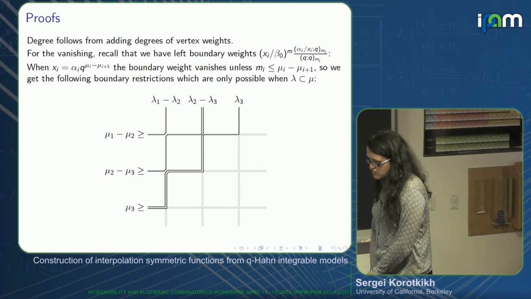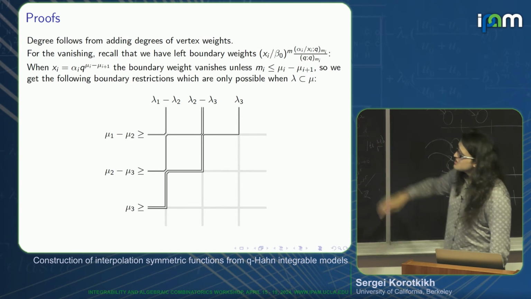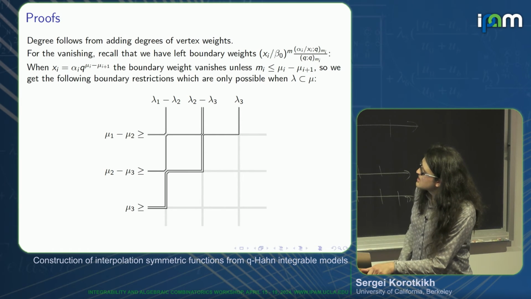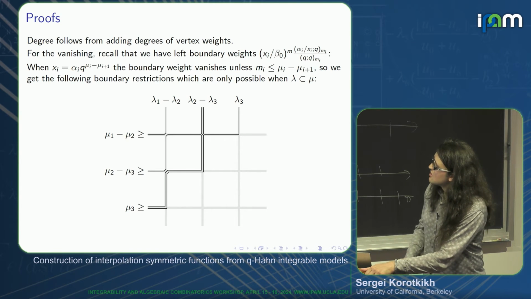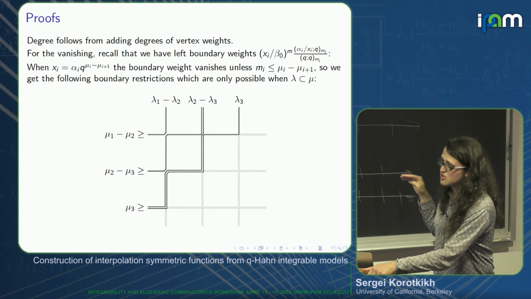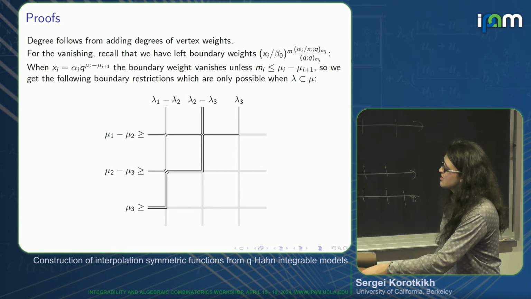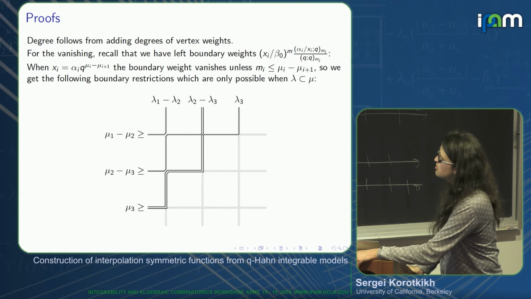The vanishing property also follows directly from the model. You can just look at the left boundary weights. You can see that if in these left boundary weights you set x equal to alpha times q to some power, then this expression will vanish for large enough m's, because it will always have a term which will be forced to vanish if x is plugged in to be equal to alpha times some power of q.